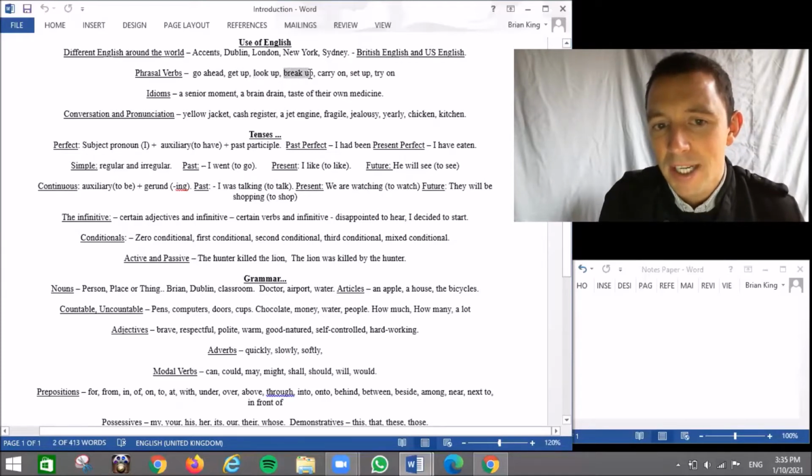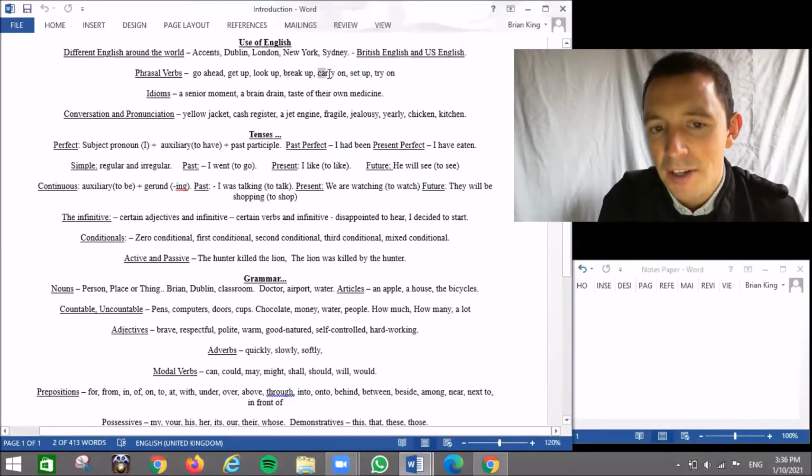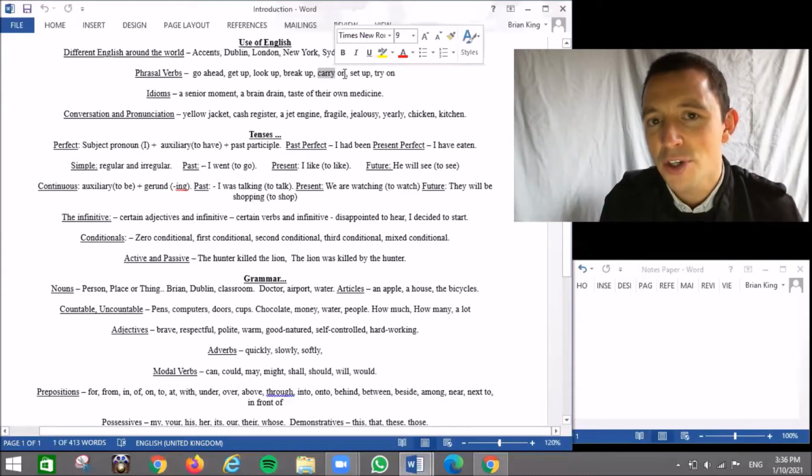Break up is possible literal, but it's reference in the context. For example, a relationship, you break up a relationship. You can break up a company. It's like divide or separate a company. Carry on is very important. Carry is llevar, and carry on means to continue. Set up, set is como establecer, and set up is typical for a company, to establish a company or to start a new company.